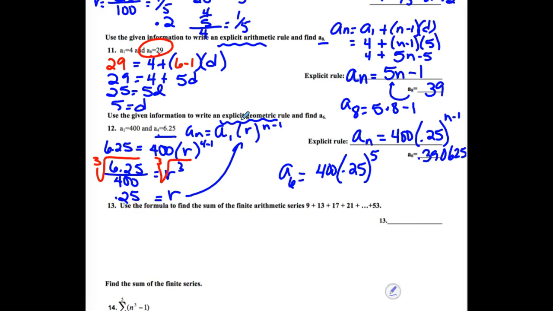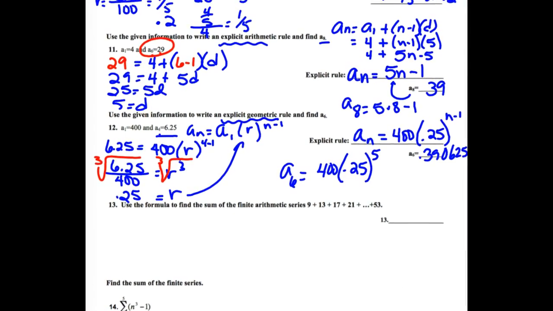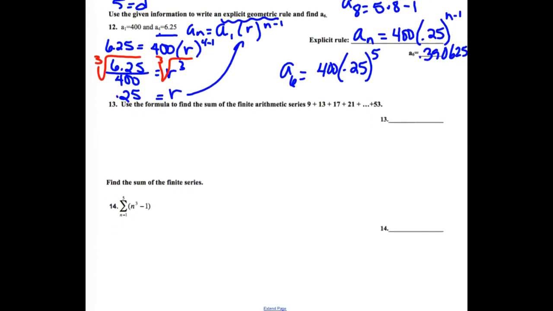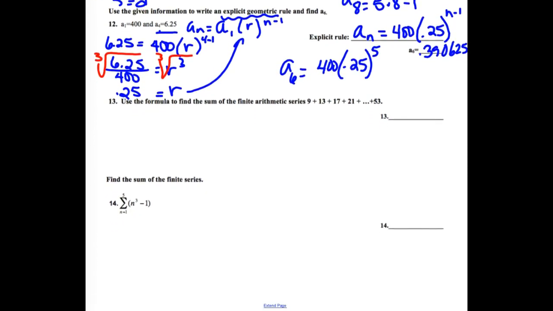Question 13. It says use the formula to find the sum. So we are at the point now where we're shifting from finding nth terms or explicit rules for our sequence or recursive rules for our sequence, and now we're starting to look at summing them. So we're looking at series, where we add the numbers of our sequence together.